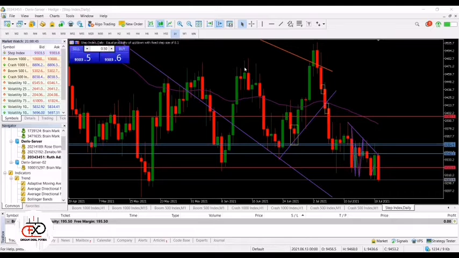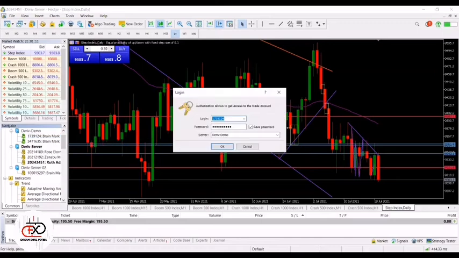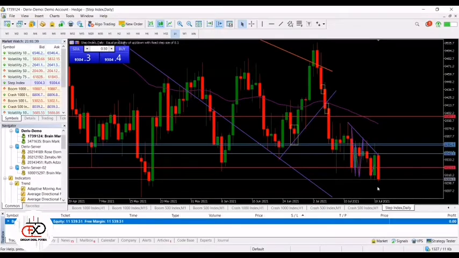I think Volatility 100 is 0.1, 0.2. Then we have Volatility 50 is 0.005. So be in that range. Even if you are trading with a $1,000 account, you can still be in that range. All right. So if you have any question, you can send it through chat. I will go through, then we continue from there.